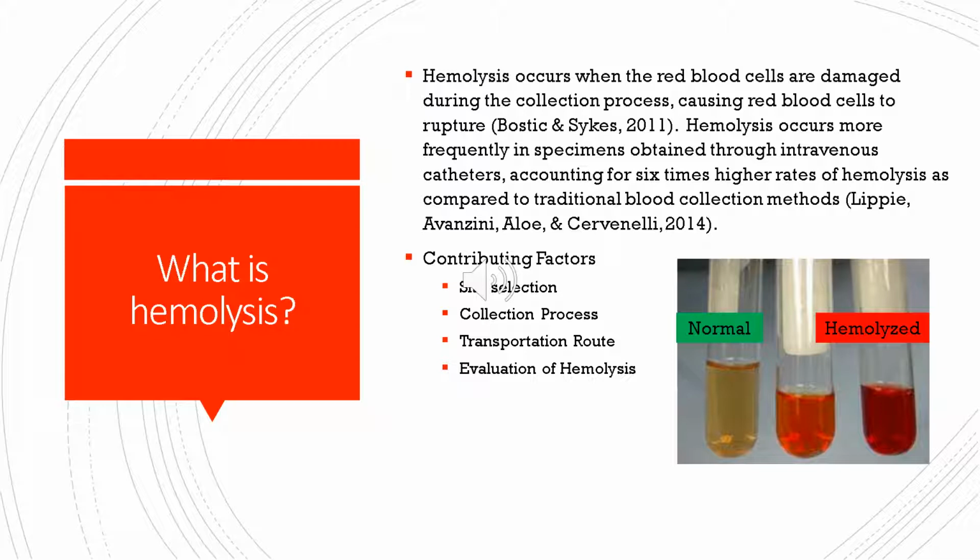The next contributing factor could be the transportation route. Specimens can be either walked to the laboratory or they may be sent through a pressurized tube system, which is common in many healthcare settings. Pressurized tube systems can increase the risk for hemolysis as compared to transporting without the tube system. Therefore, if you have a lot of specimens that are sent through a tube system, that can increase your rates of hemolysis. And the research shows that the tube system increases the risk of shearing of the red blood cells, which then would create hemolysis.